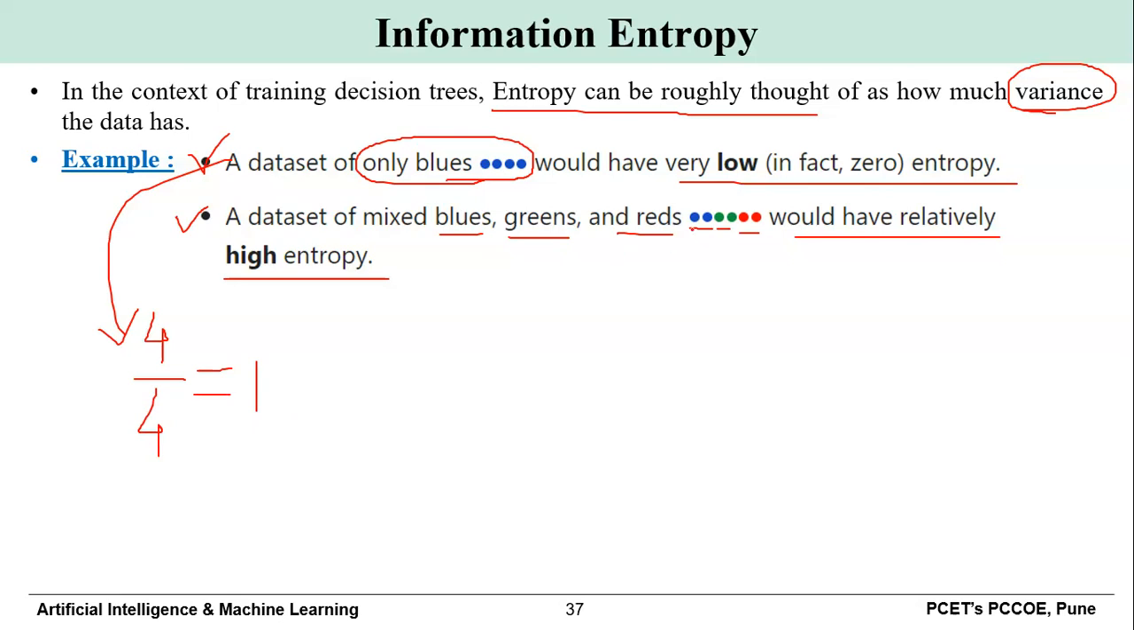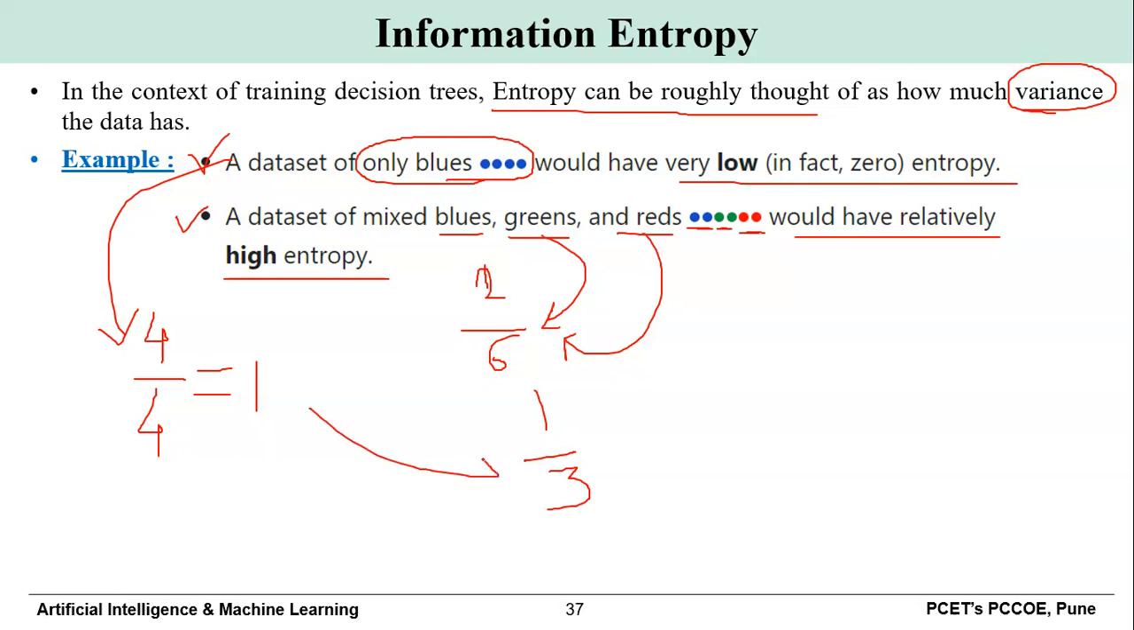However, in the second example, there are two blue color dots, two green dots, and two red dots. So the probability of getting a blue dot is 2 by 6. Same probability for a green color dot, and same is the case for a red color dot. So the probability of getting either a blue or green or red dot is 1 by 3.